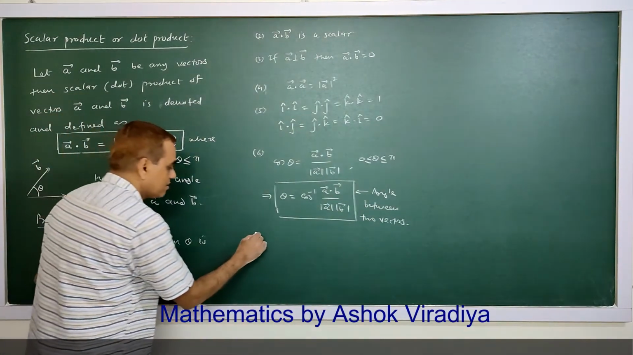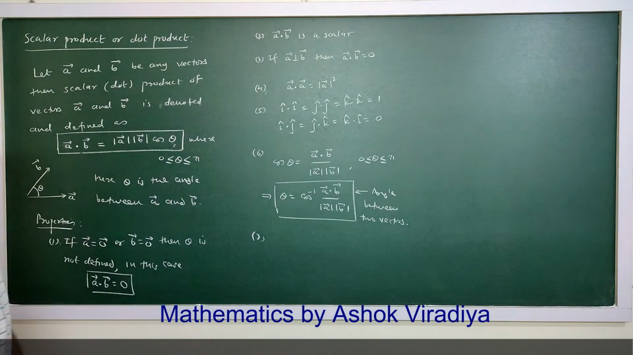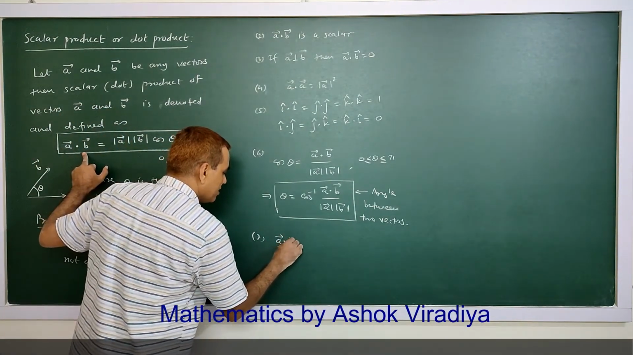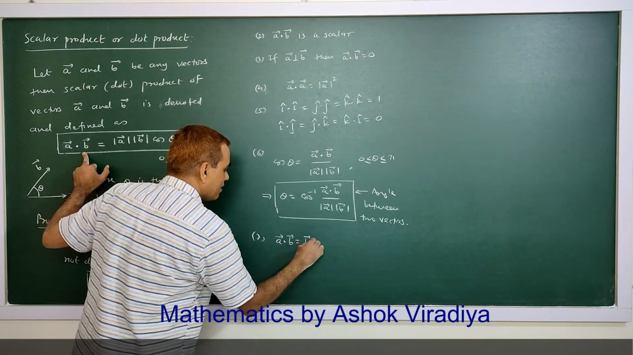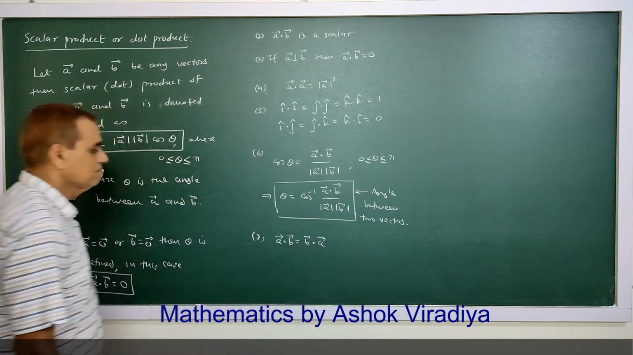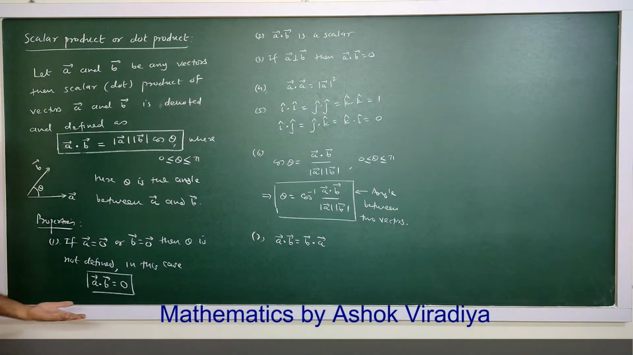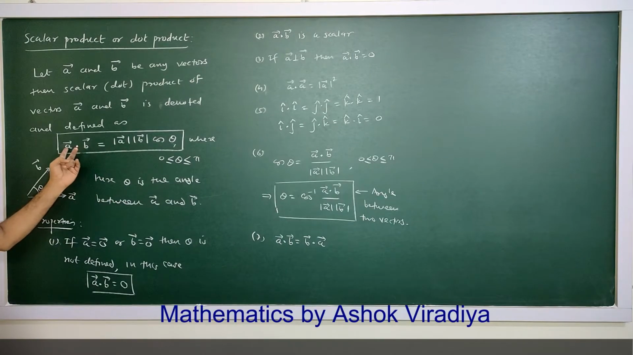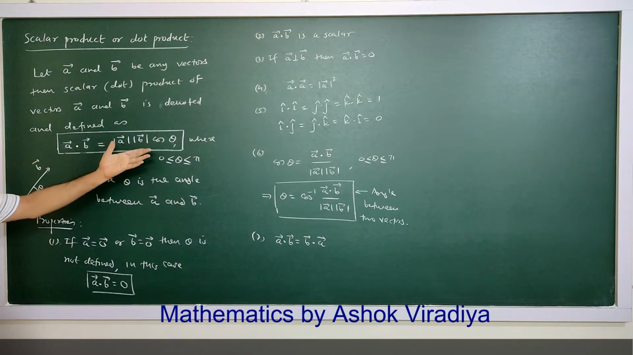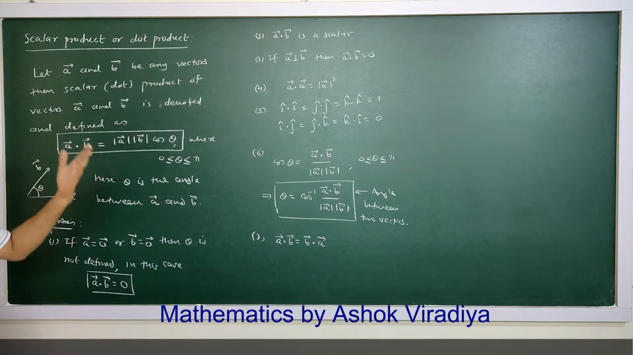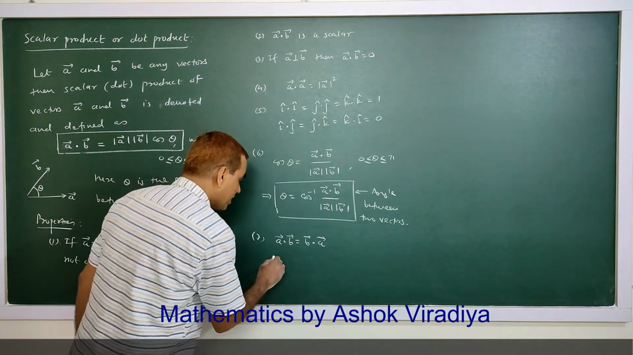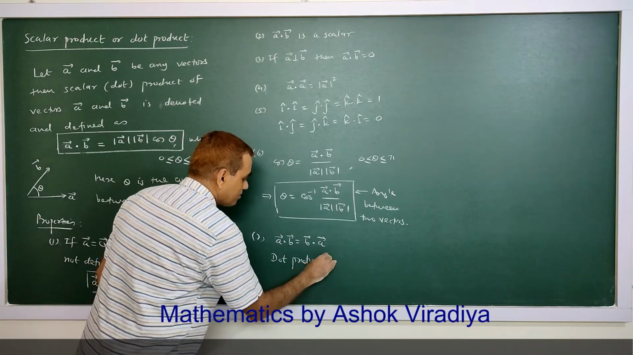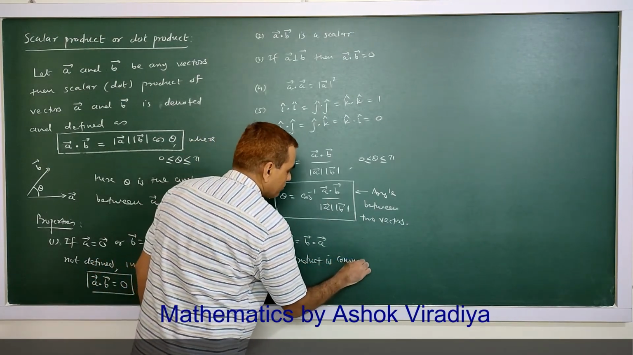Then if we find a bar dot b bar, or if we find b bar dot a bar, the result is the same. A bar dot b bar is b bar dot a bar. If you replace a bar by b bar and b bar by a bar, the value remains the same. So dot product is commutative.